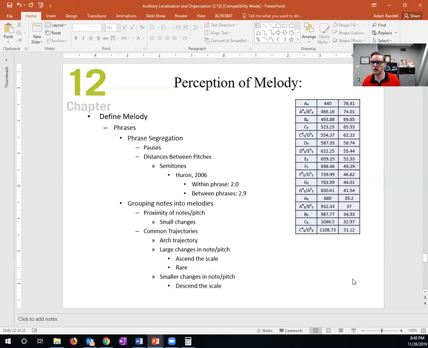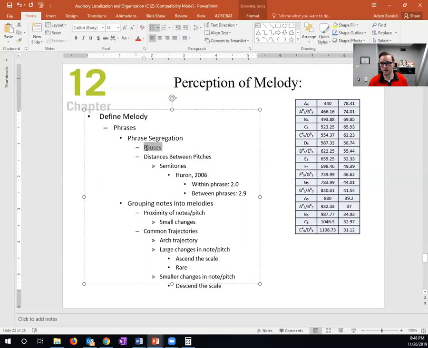Well, we have evidence of us using two different features of the sound. One is pauses. So the longer the length between two notes, and when I say length, I mean in time, the longer the pause between two notes, the more likely we're going to perceive each side of that as a phrase. The front side of the pause will be the phrase that ends. The back side of the pause is the phrase that's just beginning. Also, distance between the pitches.